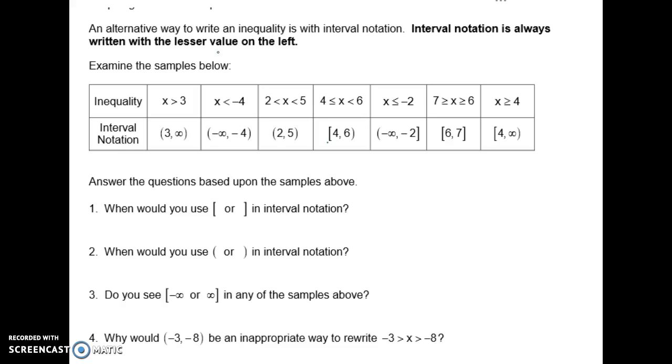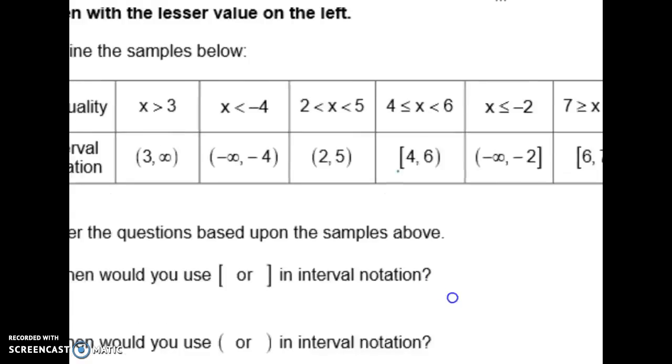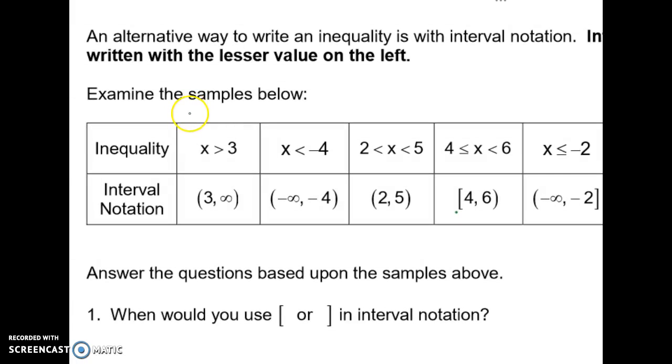So as an example there, x greater than 3. If I were to graph this on a number line, I would know it looks like something like this. Open circle and to the right. I can write that as an interval of 3 to infinity, because it never ends. It's going to keep on going forever.